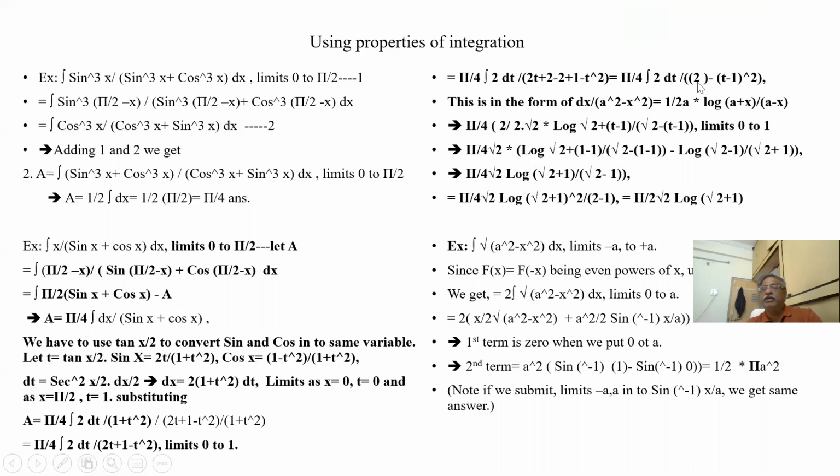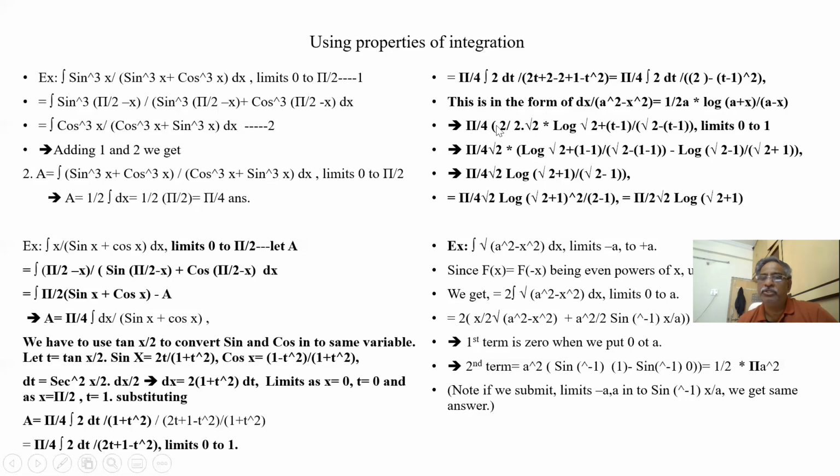Pi by 4, 2 dt by a square minus t square. This is the form of dx by a square minus x square. Using partial fractions, a square minus x square is (a plus x) into (a minus x), which I can write as a by a plus x plus b by a minus x. This is the formula we have done earlier, 1 by 2a into log of (a plus x) by (a minus x). We did this for normal integrals earlier, and now we are using it for definite integrals.